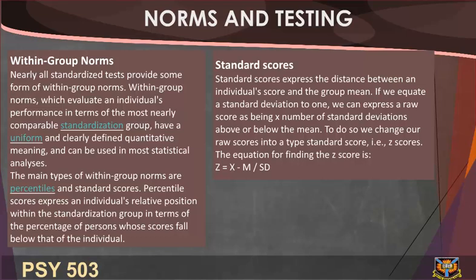Percentile scores express an individual's relative position within the standardization group in terms of the percentage of persons whose scores fall below that of the individual.